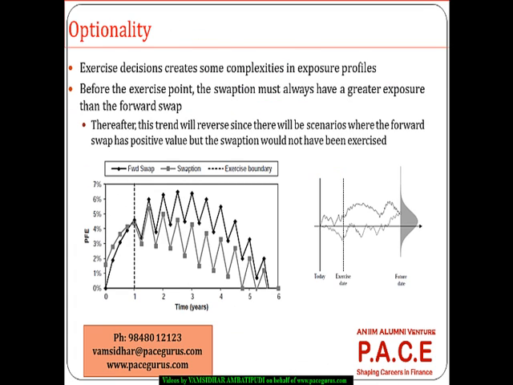Then the next important point to understand here is optionality. So basically like an instrument like swaption, where it behaves like a swap and there is an option to exit out of the swap in the beginning. So it's an exercise decision which is creating a complexity. And generally what we look at is, in case of swaption, okay, this is the period of option and this is the period of swap.